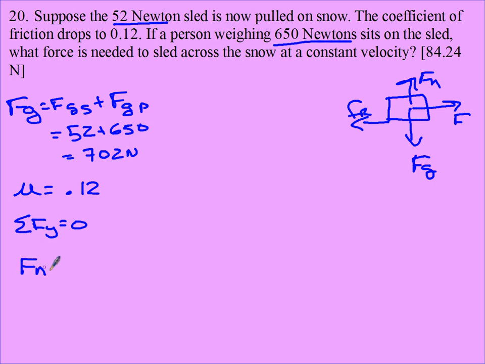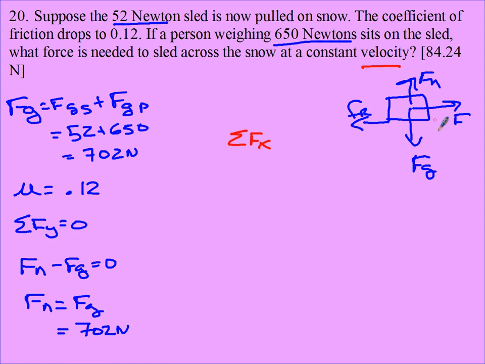I have Fn going up minus Fg going down equals 0. So in this case, Fn again equals Fg. This is getting to be pretty convenient. So my normal force is 702 newtons. Next, I'm going to sum the forces in x. And we're moving at constant velocity, so our acceleration is 0 in x. That's very good. So the forces I have acting are F minus friction equals 0. So force applied has to equal friction.